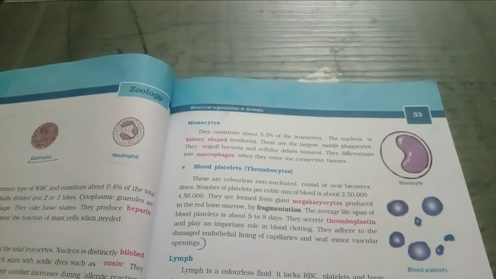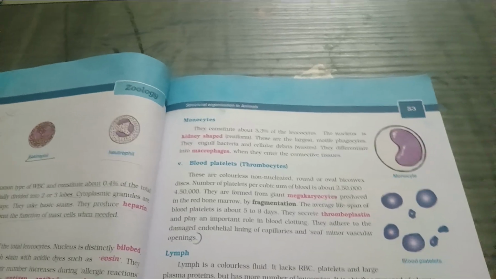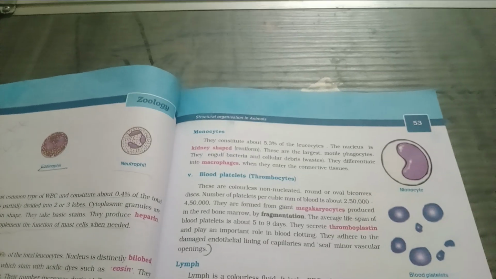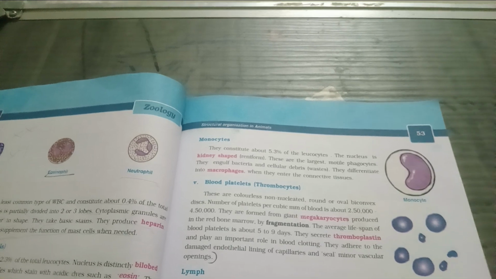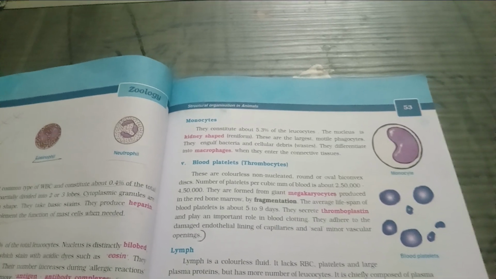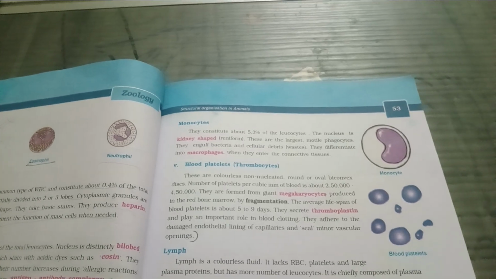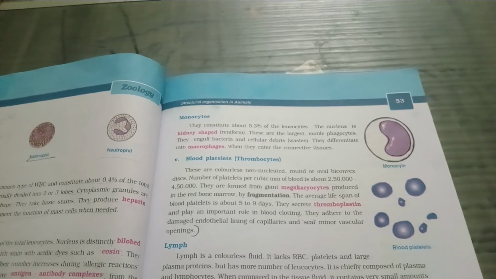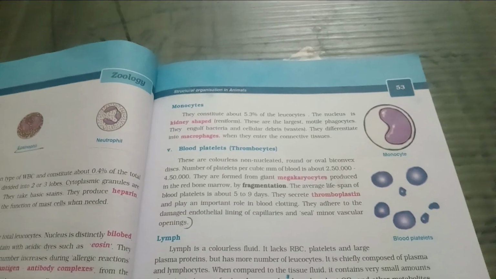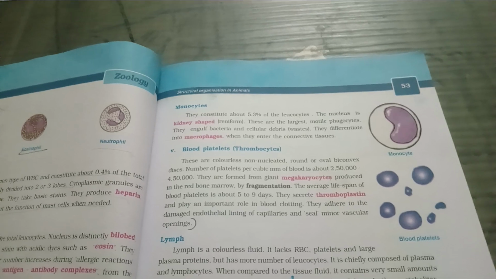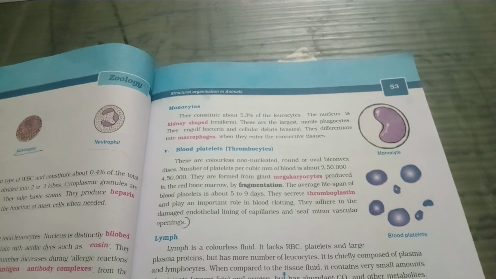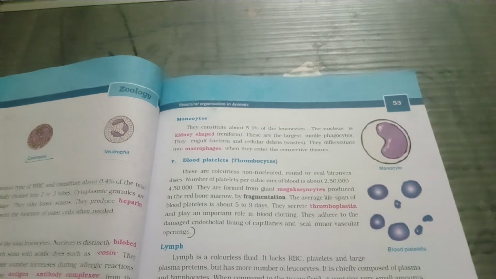First, RBCs were in millions, that is 5 million in men and 4.5 million in women. Then WBCs were in thousands, 6,000 to 10,000 in a human. And now this is in lakhs, 2,50,000 to 4,50,000. They are formed from giant megakaryocytes produced in the red bone marrow, just as erythropoiesis of red blood cells occurs in the red bone marrow.